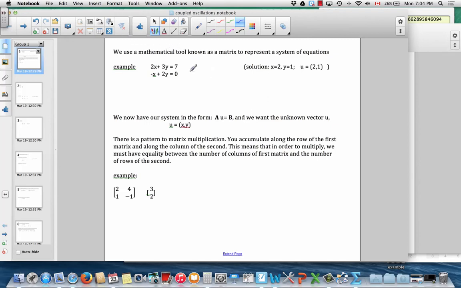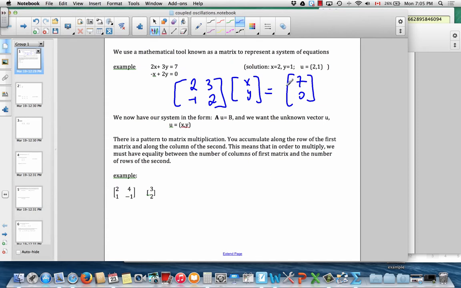Okay, quick review of linear algebra, matrix algebra. So we can take a system of equations and we can write it in matrix form. And the solution to the system is x is 2 and y is 1. You could just check that by inspection. But we're going to explore and review the matrix solution to these.